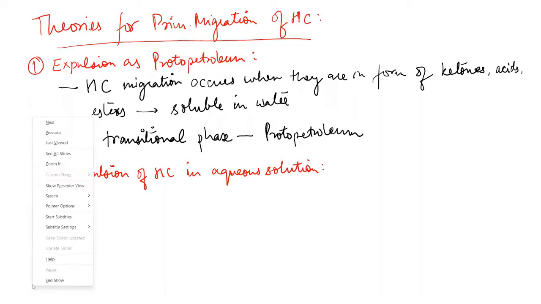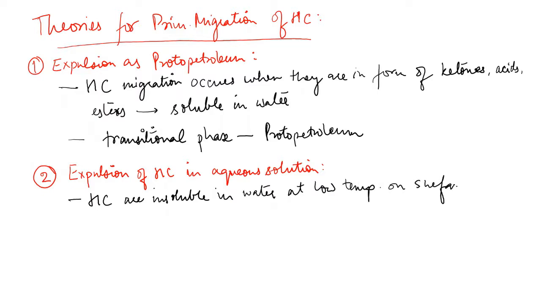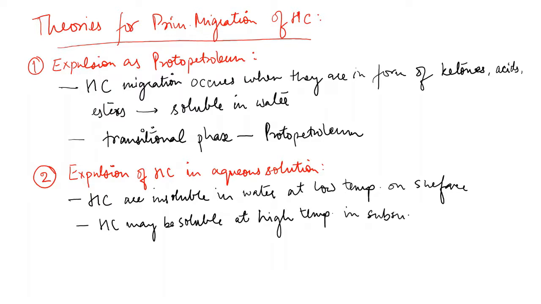So people have thought about several of these possible ways. So what it says is that hydrocarbons are insoluble in water at low temperatures on the surface of the earth, while hydrocarbons may be soluble at high temperatures in the subsurface.